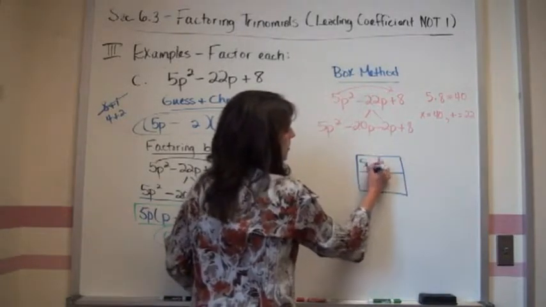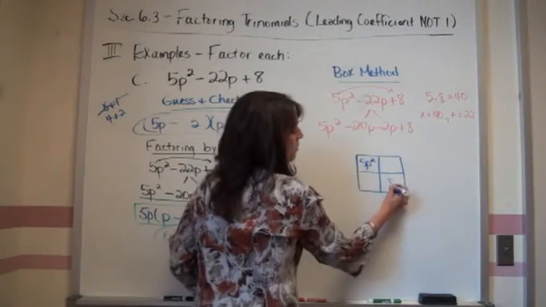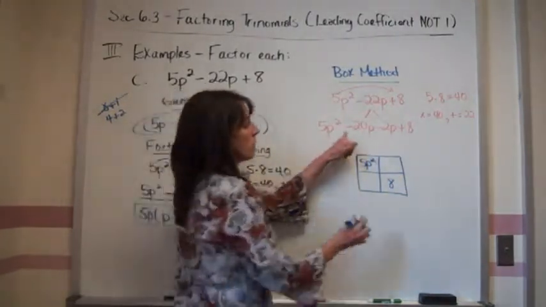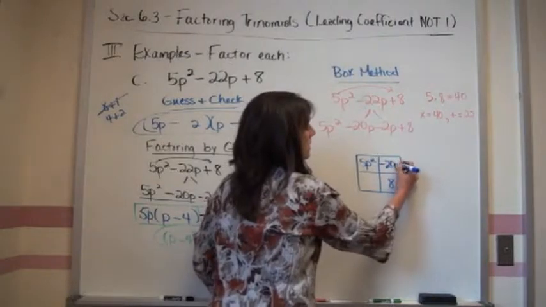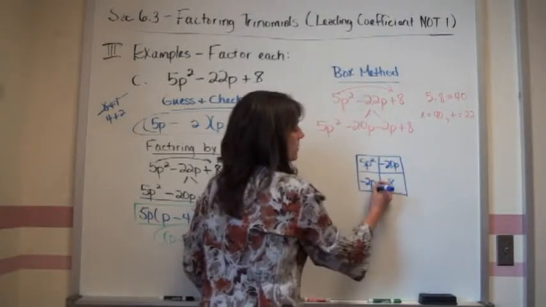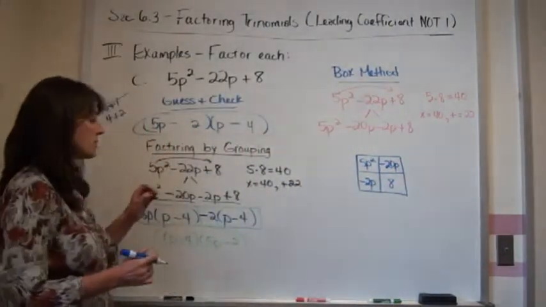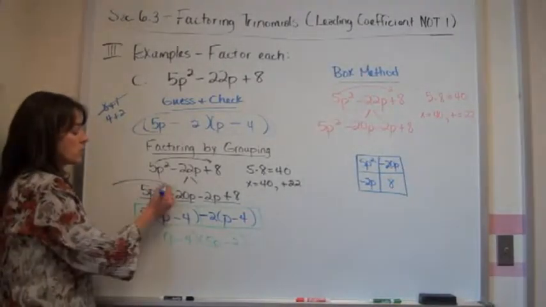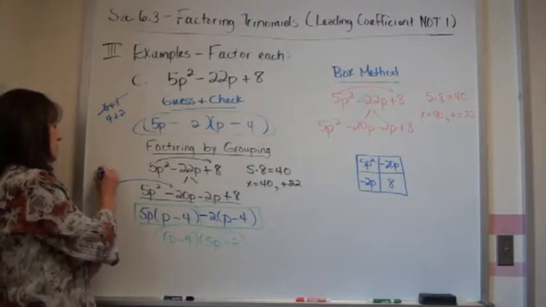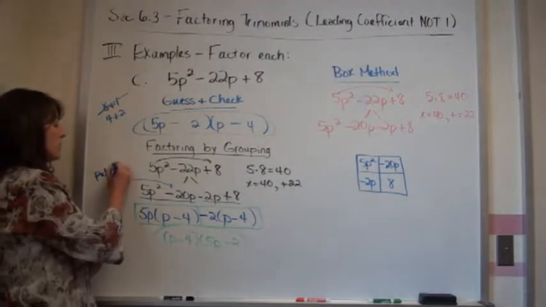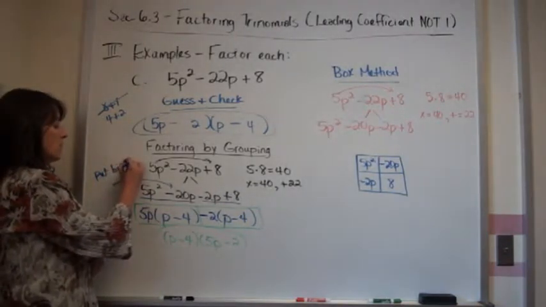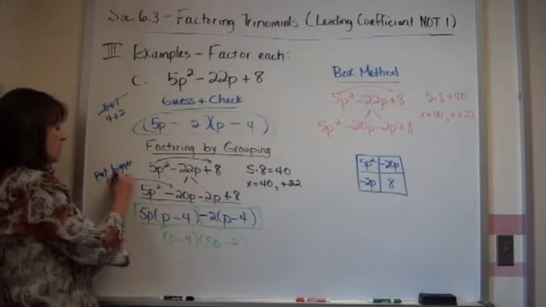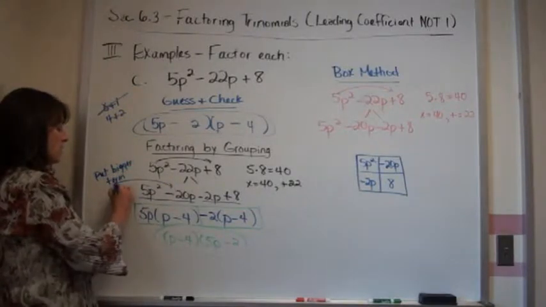And my 5p squared will go in the upper left-hand corner. The 8 will go in the bottom corner. Bigger term up in the right, negative 20p. And smaller term down on the left, negative 2p. I failed to mention every time here, it helps a lot if you will take that bigger term and put it first when you're doing factoring by grouping. Put the bigger term first.